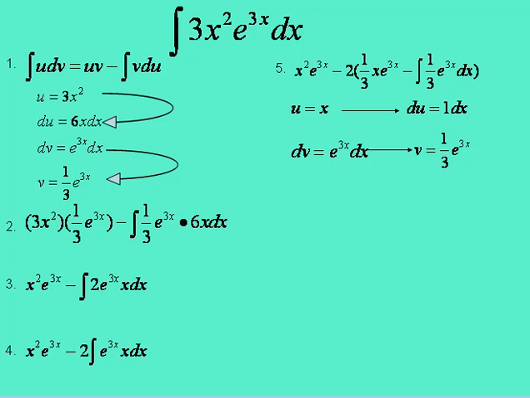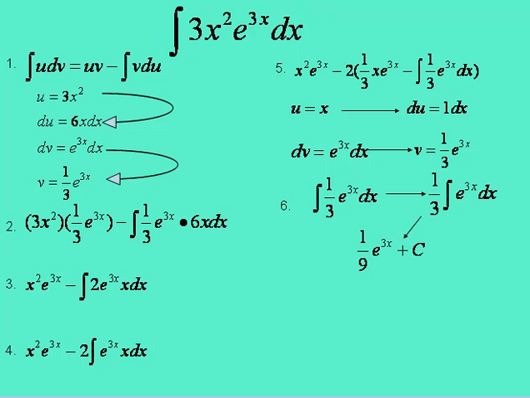Plug that all in after the 2, and we have 1/3 x e to the 3x minus the integral of 1/3 e to the 3x dx. Again, we can't leave integrals, so we'll have to integrate 1/3 e to the 3x dx. Luckily, we can integrate this regularly. Take out the constant and put it outside the integral sign like we did with the 2 earlier.